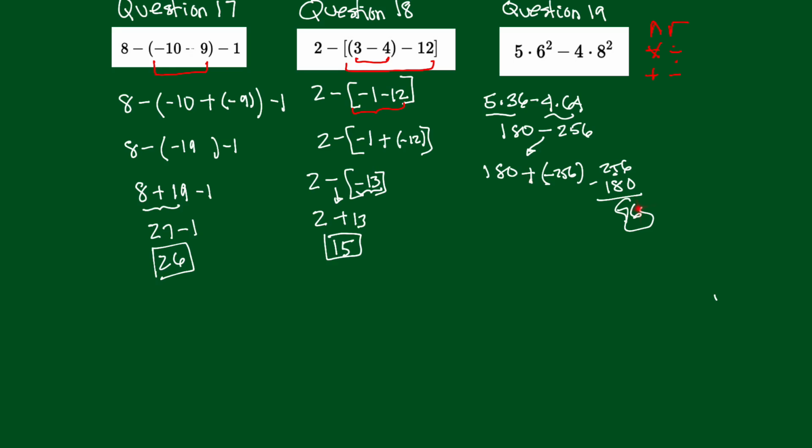So when I add these two numbers together, I'm going to get 76, but I use the sign of the larger absolute value. Now, the absolute value of negative 256 is positive 256. The absolute value of 180 is just 180. So the larger one is the negative, so we're going to claim that this is now negative 76.